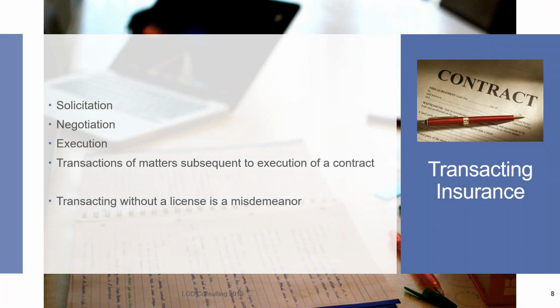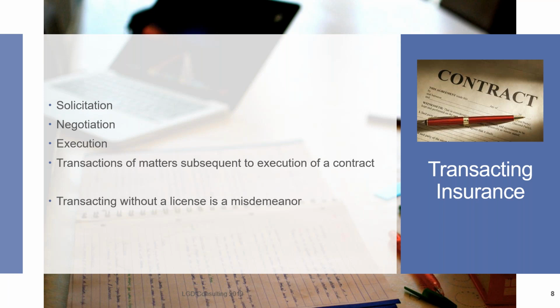As far as transacting insurance, know the components. I use SNET. Solicitation, that's advertising, marketing, trying to get the clients to meet with you. Negotiation is you're having conversations with a client, encouraging them to buy, maybe educating them about the coverages. Execution of a contract of insurance means they purchase the policy. They're filling out the application, they pay the premium, it's underwritten, issued, and delivered.